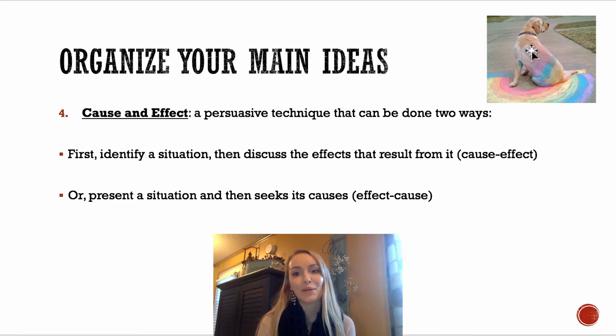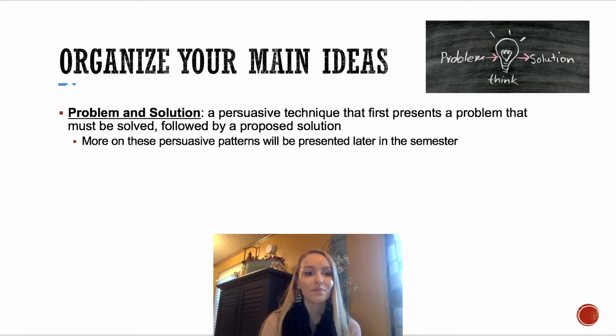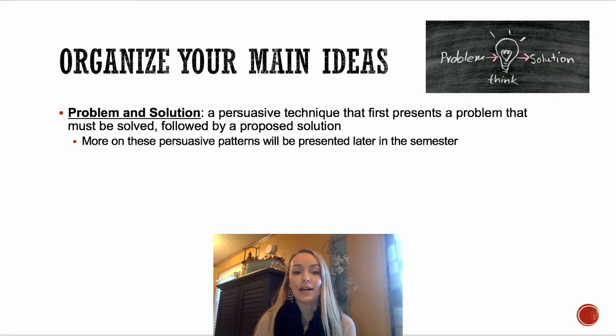So I have this funny picture up here of a yellow lab, and there's the rainbow chalk on the sidewalk, right? So it's obvious that the dog is covered in the chalk because they rolled in the chalk, right? So that's the cause and effect of those situations, just a simple, funny example of that one. Okay, another persuasive technique is called problem solution, and we'll use this one possibly in our final persuasive speech. It's a persuasive technique that first presents a problem that must be solved, followed by a proposed solution. And we'll have a few more persuasive patterns to work through as we get to them, but these are the basic ones that will be choices later in the semester.